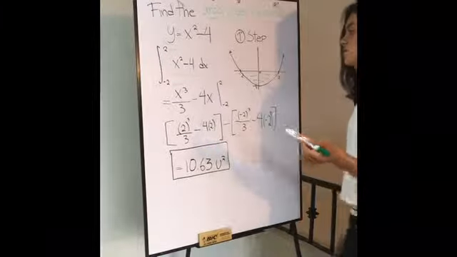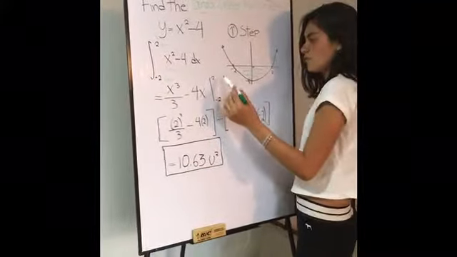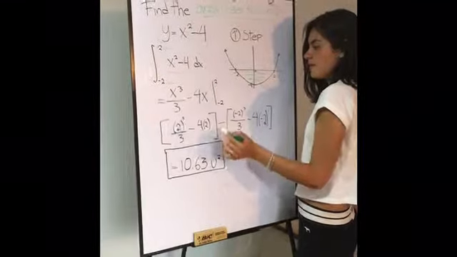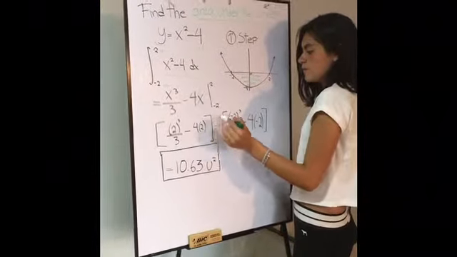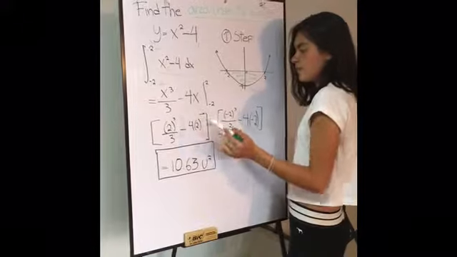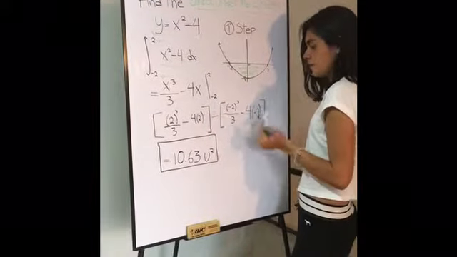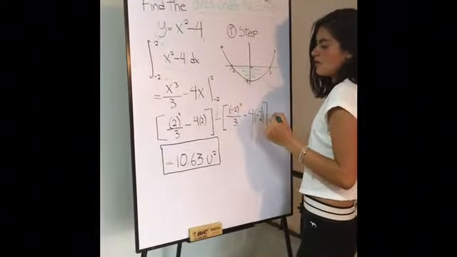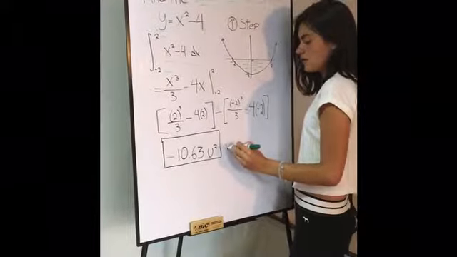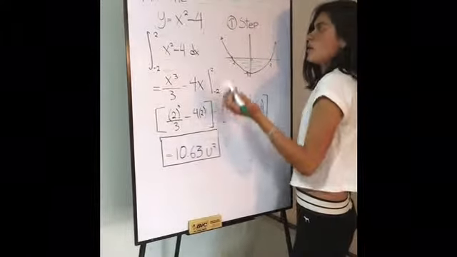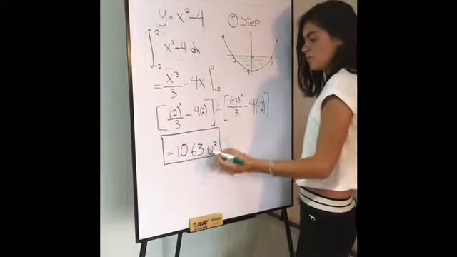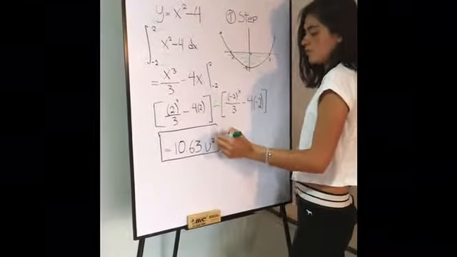The next step is to plug in your values. So first you will plug in the 2. Then you need to use the minus sign and you plug in the minus 2. Then you plug all of this into your calculator, and in the end you get this result. And this is an area, so you need to put u squared.